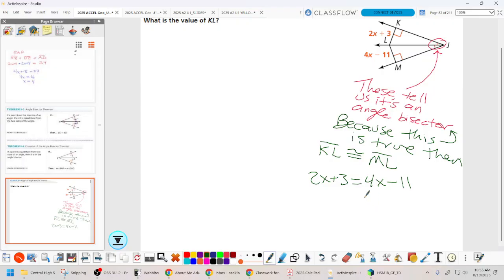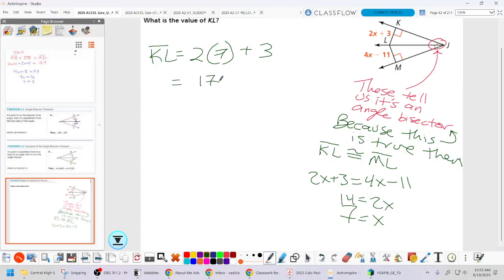So subtract 2, add 11, and we get x equals 7. But that is not what the question asks. What does it want? KL. So how do we get KL? Yeah, plug x equals 7 into the expression there. So this is 17. Alright. That was a good one.